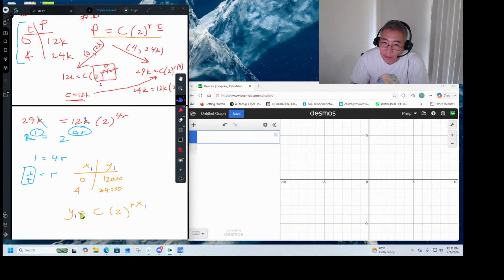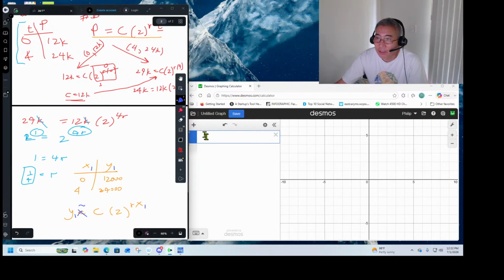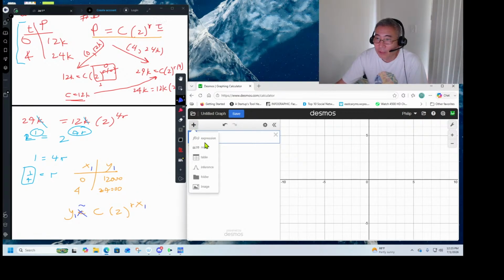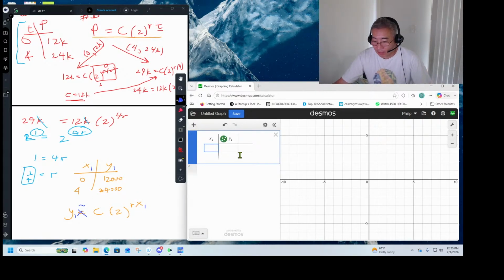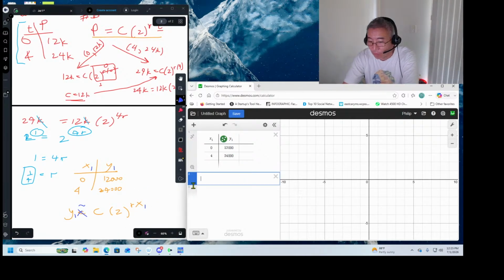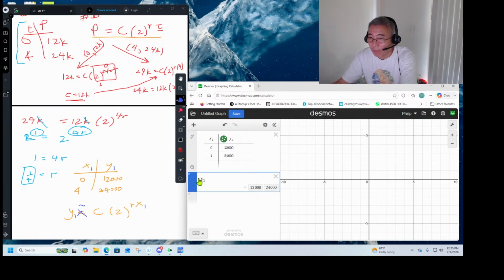And then instead of the equal sign, you're going to tell Desmos you want to model by putting in a tilde. Okay, so let's type this data into Desmos. I'm going to put plus, put table, and then I'm going to put 0 and 4 in for x1. And then I'm going to put 12,000 and 24,000 in for y1. And then I'm going to type in this function here, y1. I just type in y1, and it automatically knows it's subscript 1.